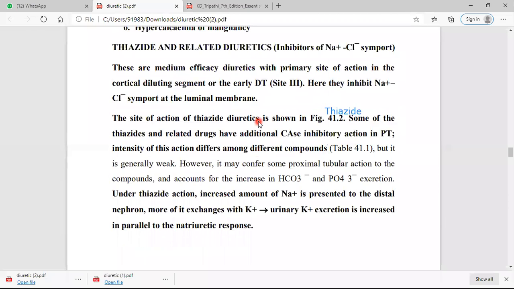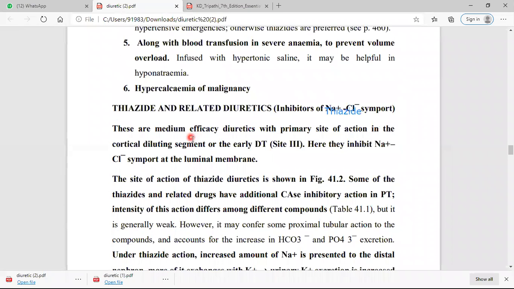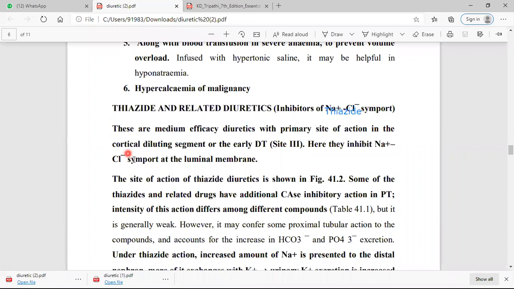So simply, again, what is the mechanism? It is a medium efficacy diuretic with primary site of action in the cortical diluting segment or early distal tubule, called site 3. They inhibit the sodium and chloride symport. Okay, symport means going in the same direction in the luminal membrane.